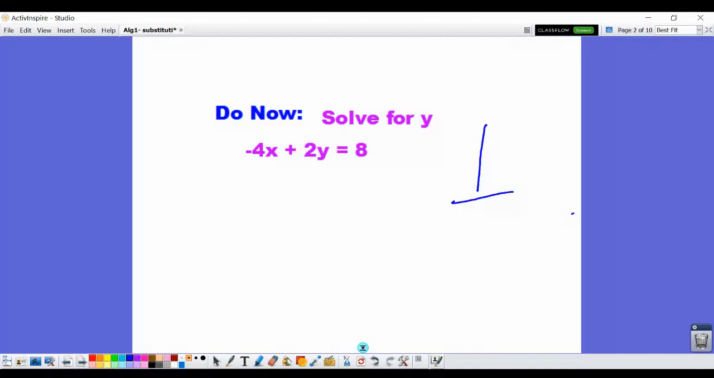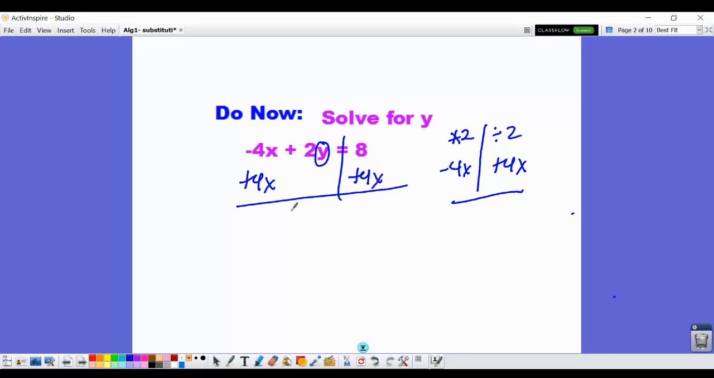So remember, we know that solving for y means we have a times 2, which is a divide 2, a minus 4x, which is a positive 4x. So the first thing that I do when I'm solving for a variable is always move the other variable. So the opposite of a negative 4x we know is a positive 4x. So I'm going to add 4x. That gives me 2y equals 4x plus 8. Remember, variables come before the numbers. And then I'm going to divide by 2.